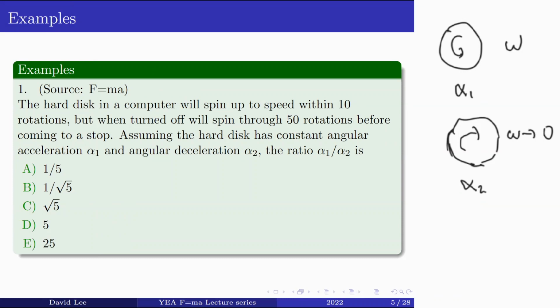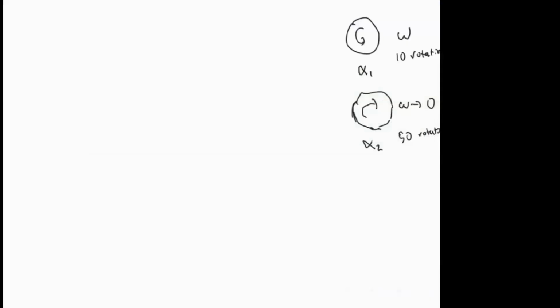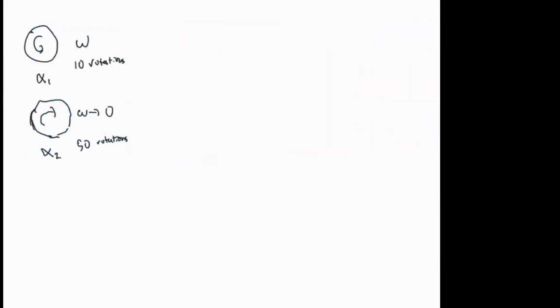So what do we know? As it's accelerating, it will spin up to speed in 10 rotations. And when it's decelerating, it will spin down to a stop in 50 rotations. Okay, that's very cool. So let's look closer at this problem now. How will we solve it? Well, we can use our kinematic formulas.